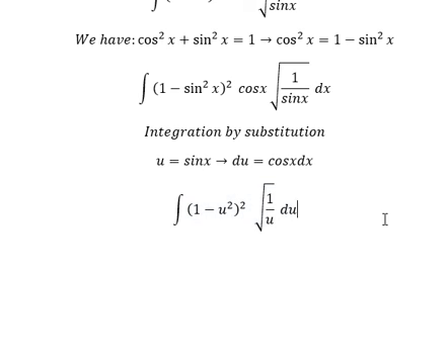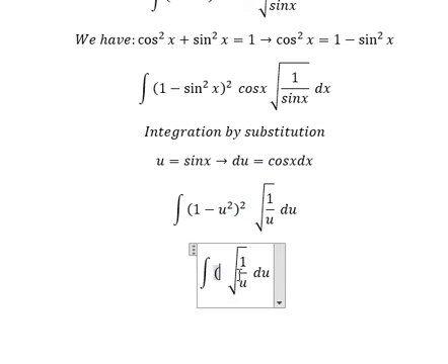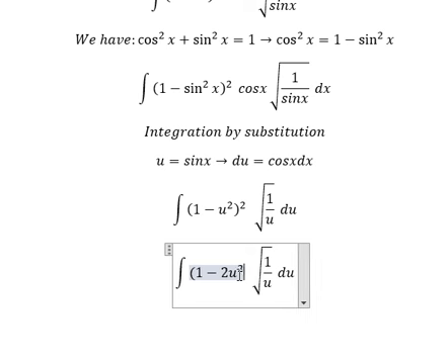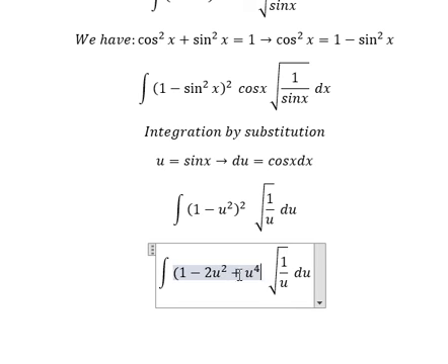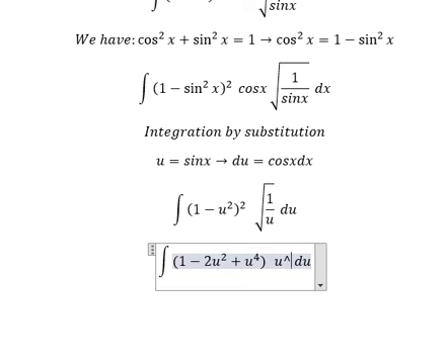Now we need to expand this one. That should be 1 minus 2u squared plus u to the power of 4. This one we have u inside the square root. The square root represents 1 over 2, but this is the denominator. We want to move it to the numerator, so we have the negative on the power. So that should be u to the power of negative 1 over 2.